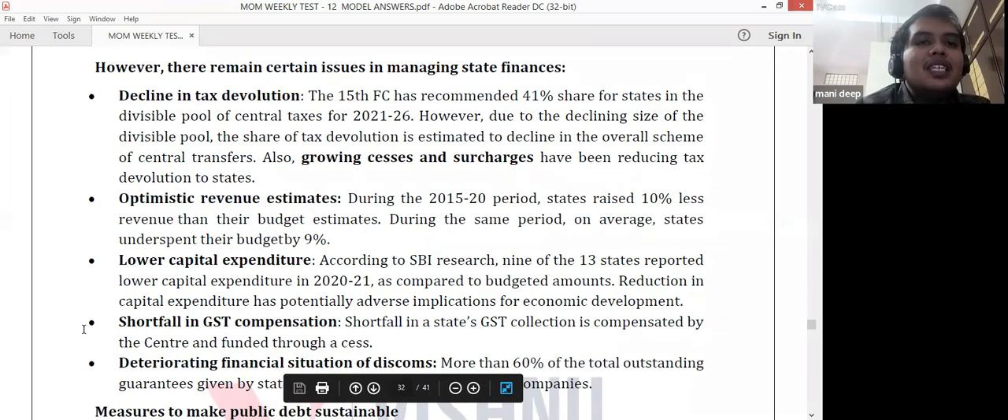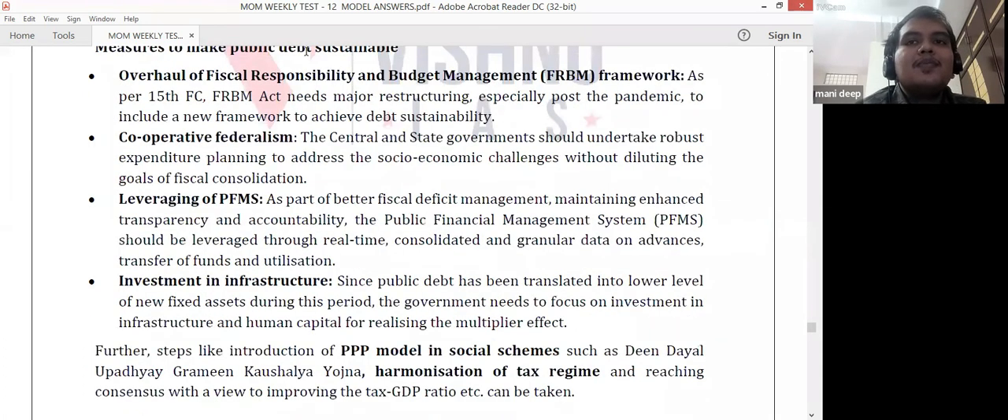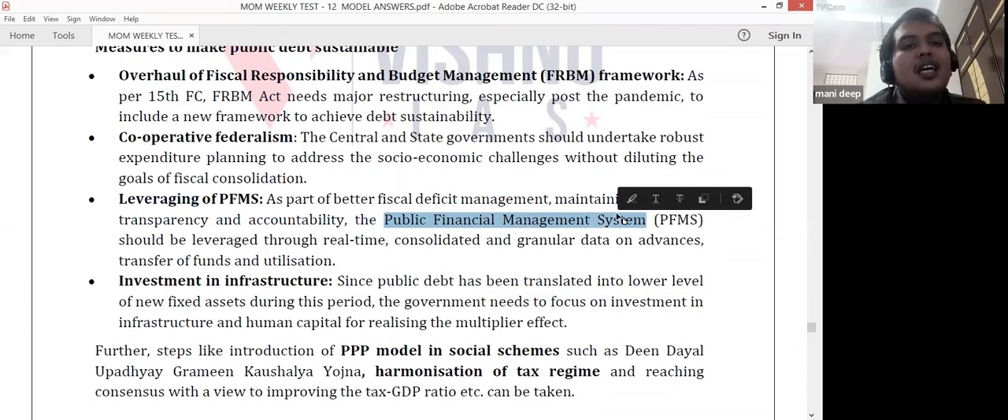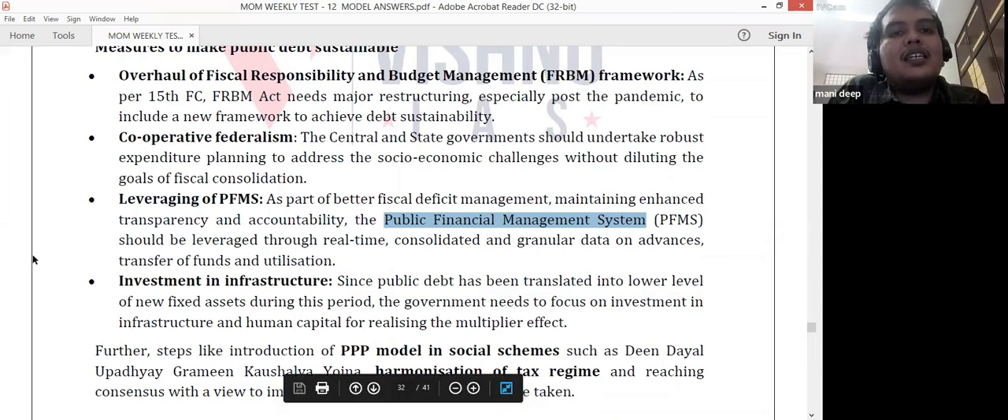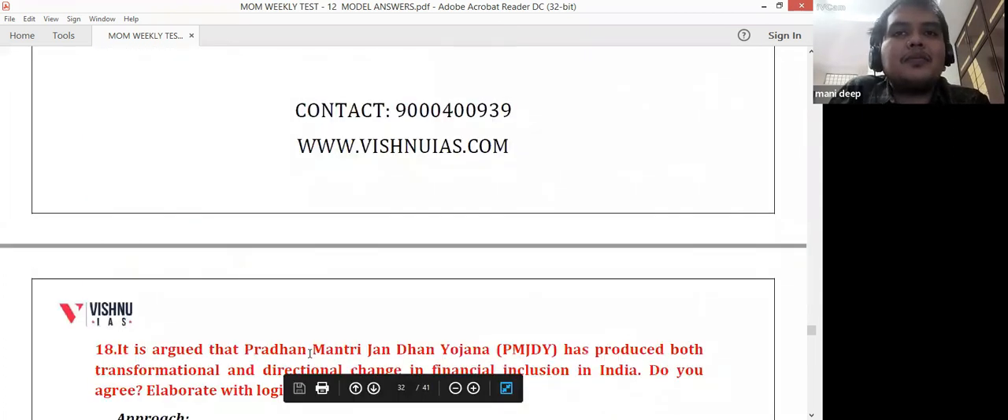Then GST compensation is also very less. Then you should write about FRBM, cooperative federalism, and you can write about leveraging of the public financial management system. It is a system that is based on virtual platforms where we are overlooking, but we should also have an institution set up so that the system can be enumerated in the real world also. So it can act as checks and balances.